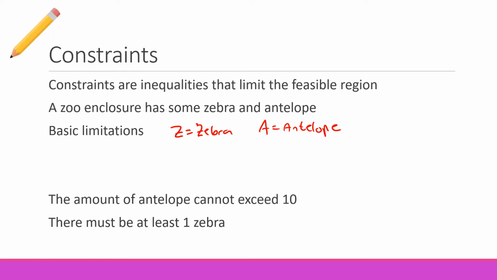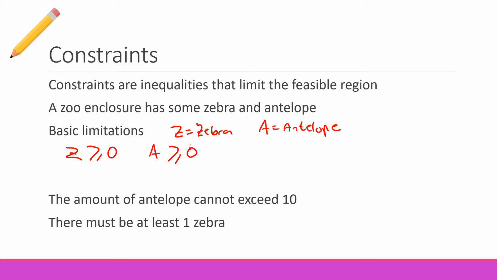So the first limitation, and this is a limitation that's going to show up in many of your questions, is this: Z must be greater than or equal to 0, and antelopes must be greater than or equal to 0. These are 2 constraints. You are now saying that the number of antelope has to be greater than or equal to 0. You can't have -5 antelope.